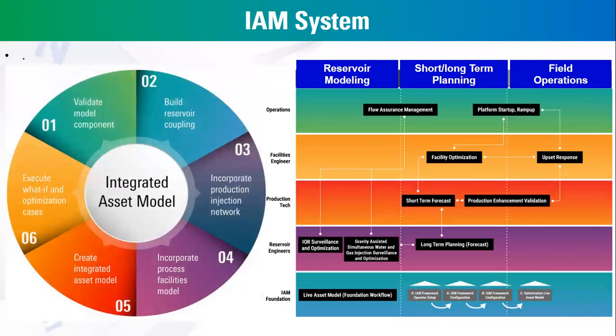So these are the major steps we have: make and validate the model. Start with the reservoir model or material balance model. Also, you can incorporate the production or injection network into this model after defining well models. The next step is to define the processing facility. And next, you can run different scenarios to predict the system performance and optimize the system behavior.